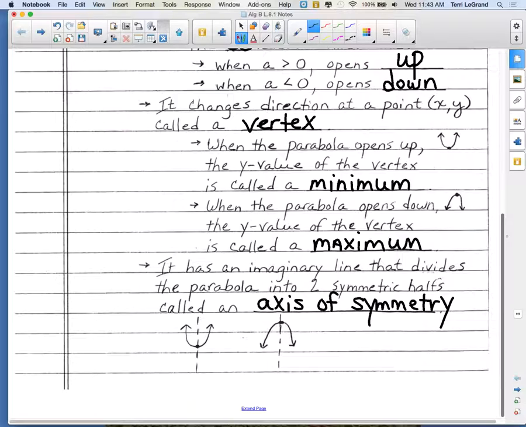Everything that happens on one side, the same behavior is happening on the other side. So it's going up on one side of that axis of symmetry, it's going up on the other side. It's equal distance from it, okay? So it's called those symmetric halves, and that line, that's imaginary. Notice it's dashed in our picture here. When we draw an axis of symmetry, which we're going to do, we're going to make it dashed because it's imaginary.